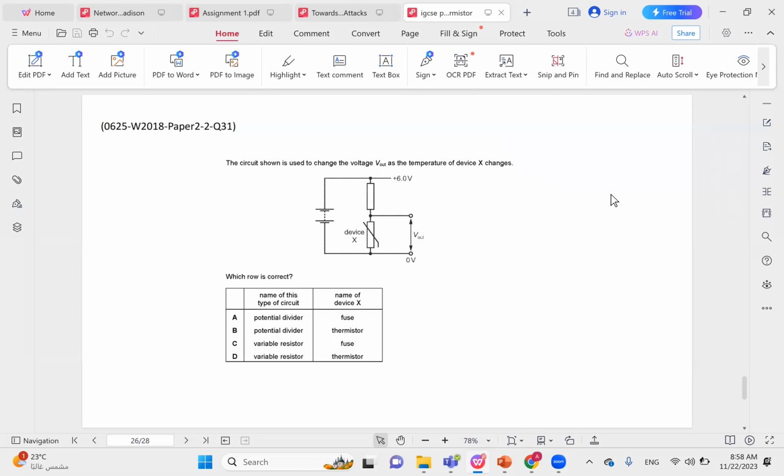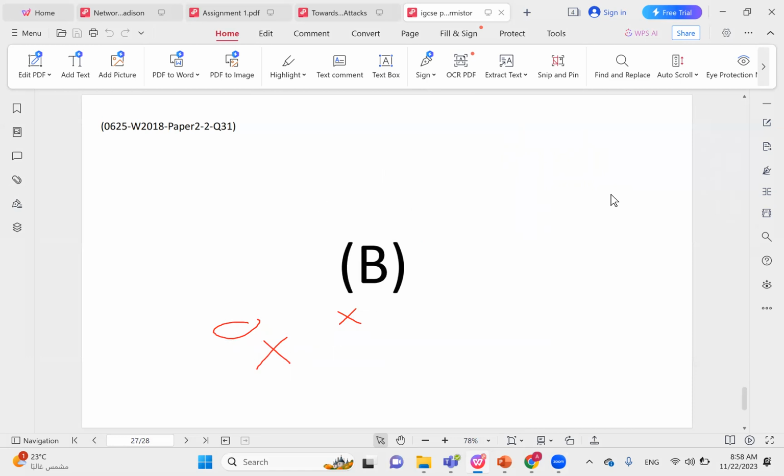The circuit shown is used to change the voltage as the temperature of device X changes. Which row is correct? The name of this type of circuit, this is called a potential divider circuit. And the name of device X is a thermistor. So the correct choice here would be choice B, potential divider circuit and thermistor.